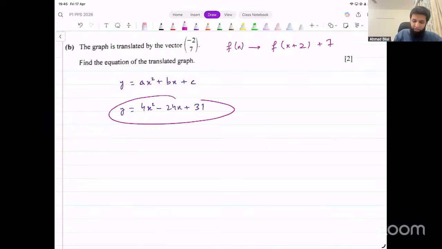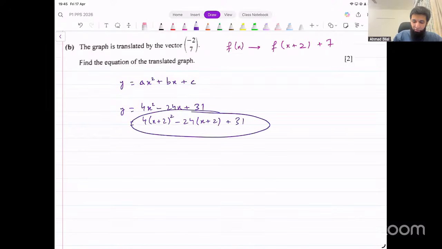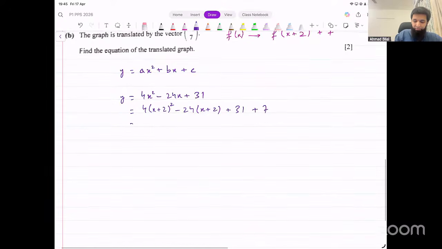Now just apply that transformation here. In place of x, you put x plus 2, so it becomes 4 into (x plus 2) whole squared minus 24 into (x plus 2) plus 31. And then outside this whole function, you have a plus 7. So you have plus 7 outside, and that's the function that you needed.